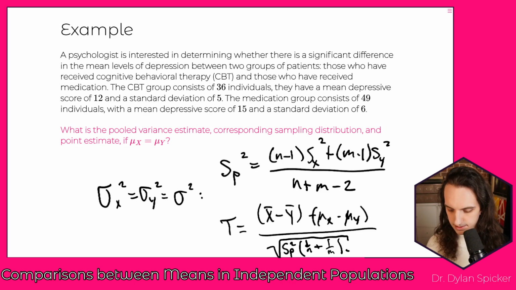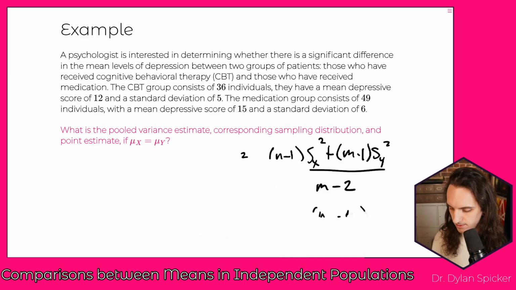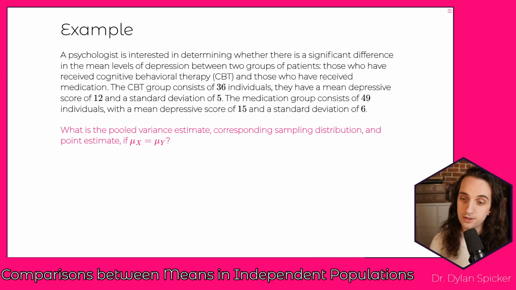This t is going to end up following a t distribution where we have n plus m minus 2 degrees of freedom. Okay? So that's the thought process. Now we can plug in to get our results here.